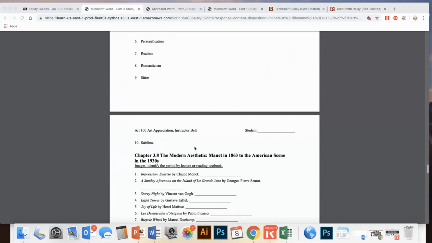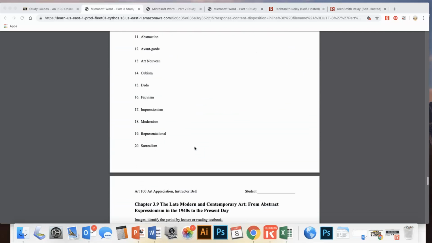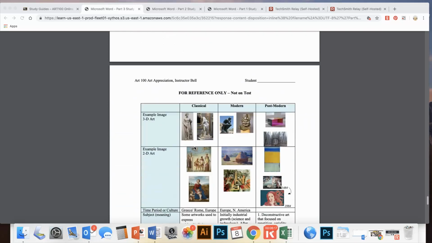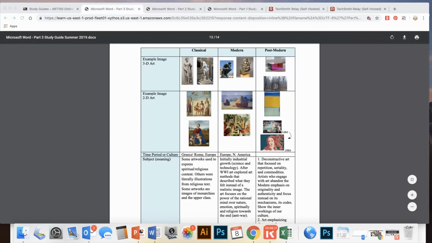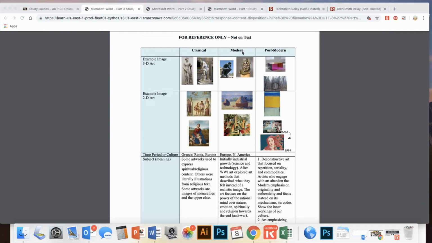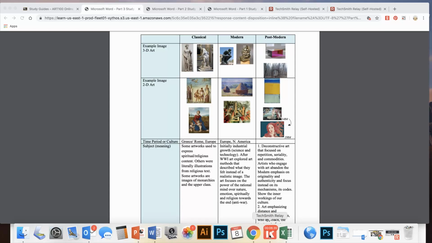The last one goes back to art period and is not by location, just like the first one on the study guide. So you can see what that looks like. It repeats classical, but then it would be A, classical, B, modern, or C, postmodern as your multiple choice. All right, I'm going to stop there.